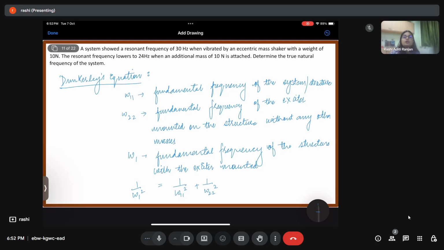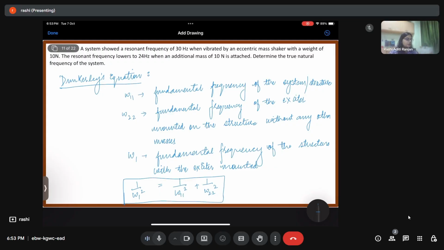So there's no point. Then this equation actually helps us, because it tells us that we have a structure and we are mounting an exciter. After mounting the exciter and exciting, we know the fundamental frequency of the whole system. But if we take the exciter alone and, for the structure, we don't consider the masses, and find the fundamental frequency for that exciter, then we can use this particular equation to find the fundamental frequency of my structure alone. I hope this is clear.